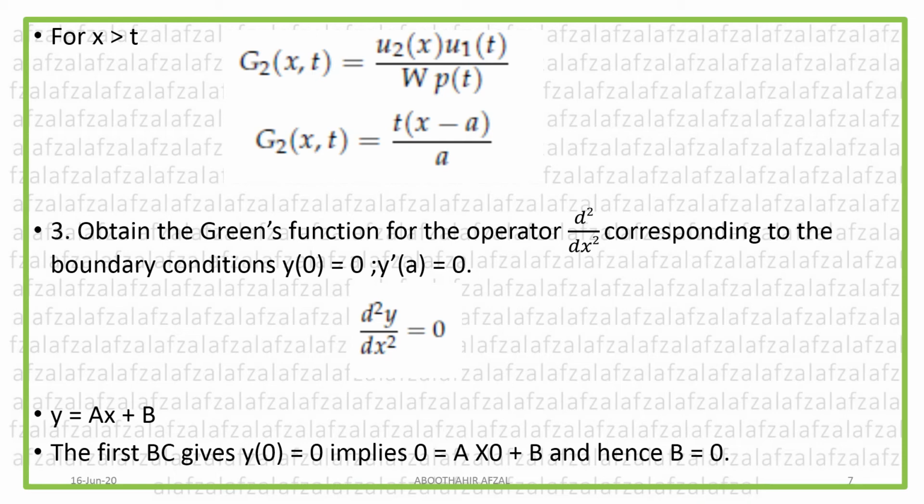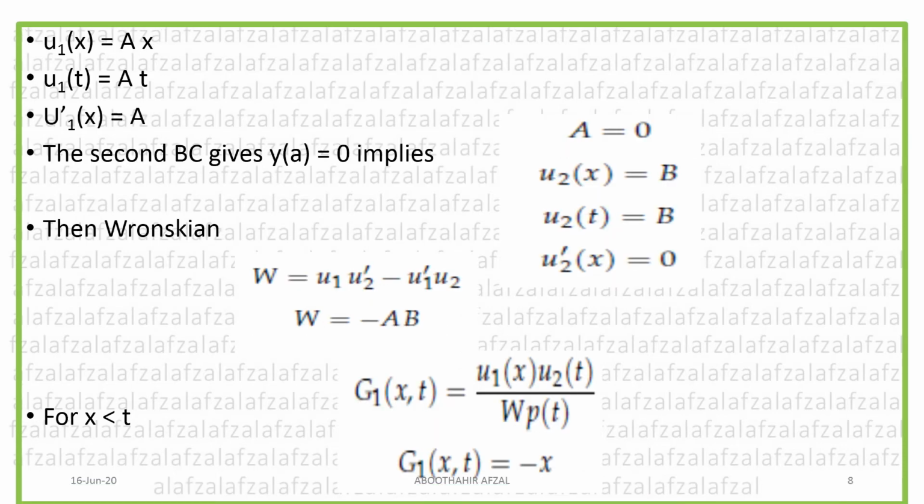As we know, d square y by dx square equal to 0 will give you the solution y equal to ax plus b, and putting the first boundary condition x equal to 0 and y equal to 0, that will give you b is equal to 0. Coming to the next slide, from that again we got the value of u1, that is, putting the first boundary condition, u1 of x is ax, and u1 of t will be at, and if you differentiate it you will get a. And the second boundary condition is y dash of a is equal to 0. So that means a equal to 0.